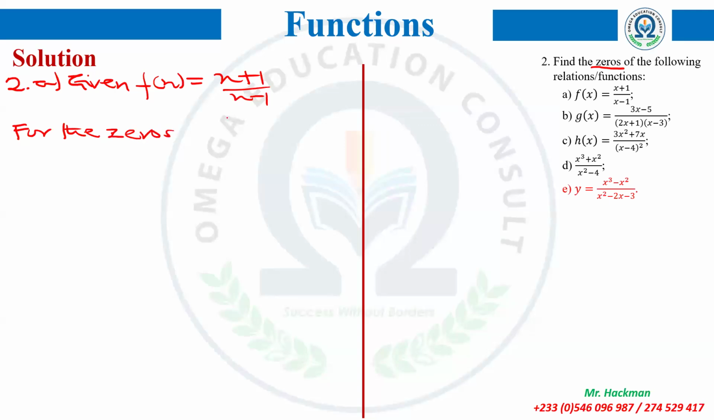I almost write it my usual way. So, you are supposed to set your function to 0. So it means x plus 1 over x minus 1 is equal to 0. Is that clear?